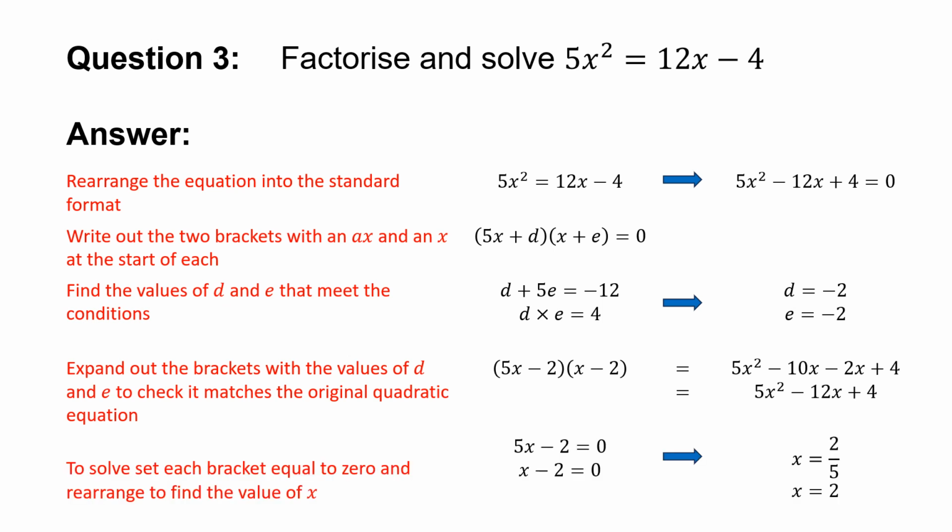And to solve this, we have 5x minus 2 equals 0. This means that 5x equals 2. And this means that x equals 2 over 5. And then we have x minus 2 equals 0, which means that x equals 2.